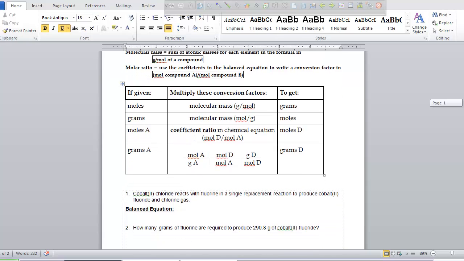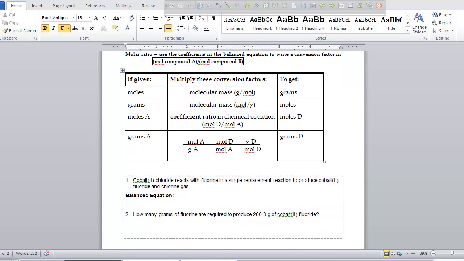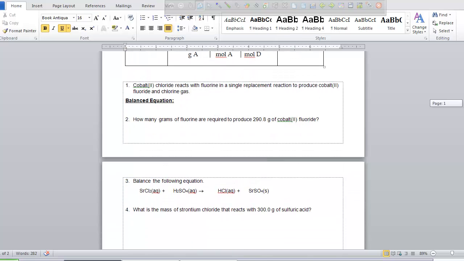This chart is also kind of handy here if you want to copy it down. It goes from what you're given in a problem to what you need to get, and it tells you how to get there. So this is sort of your roadmap from certain given information to what they're asking for. All right, let's get started.